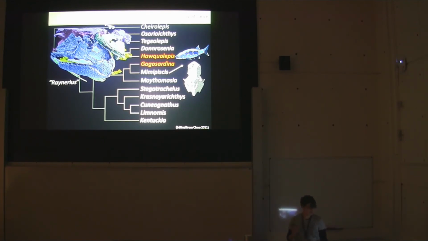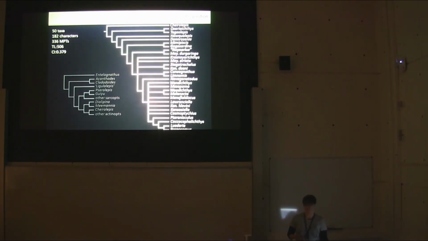So in having this brain case, I'm calling it provisionally Reinerius after Dorothy Rayner, who was a paleontologist in the 1950s. We've got this really good level of preservation that we can use directly to compare to Mimipiscus, which is what we've used at the moment for a representative actinopt condition. First of all, we'll stick it in the phylogenetic analysis. So this is edited from the matrix of Chi 2011 with an expanded character and taxon set.